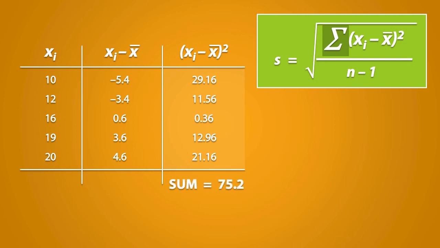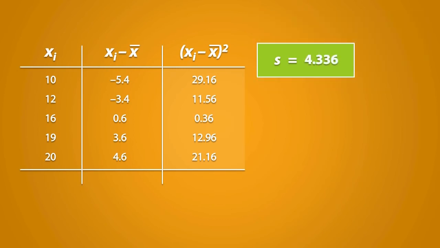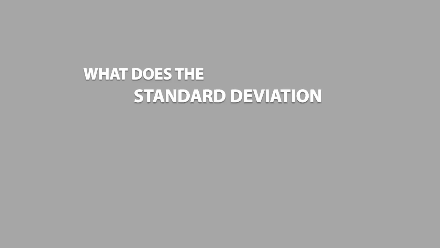Remember that we used this table to calculate the numerator of the formula, so we can now replace it with 75.2. From here, the formula should be pretty straightforward. N refers to the total number of data values, and there are 5 data values in this dataset, so n is equal to 5. We can simplify this, and we end up with a standard deviation that is equal to 4.336. Now what does the standard deviation even tell us?